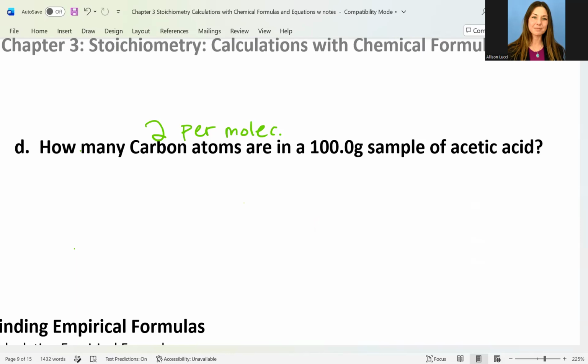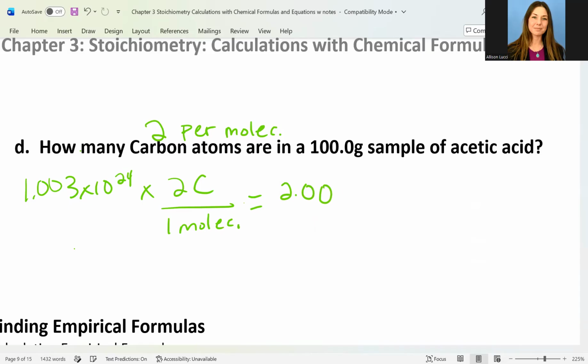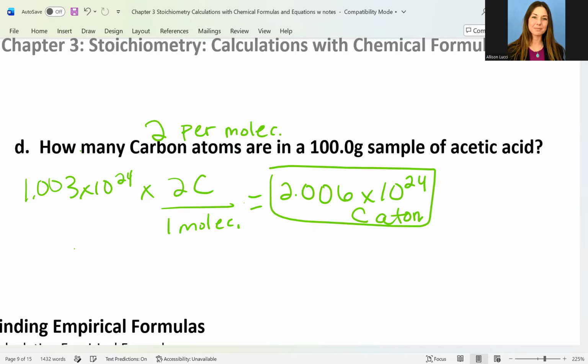So we're down to 1.003 times 10 to the 24th molecules times 2 carbon atoms per every 1 molecule. So we just really multiply this by 2, and we see that there will be 2.006 times 10 to the 24th, and our unit will be carbon atoms.